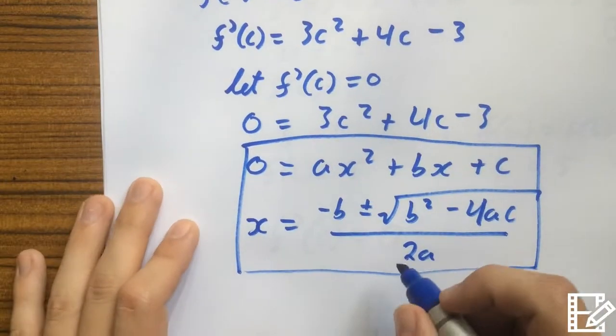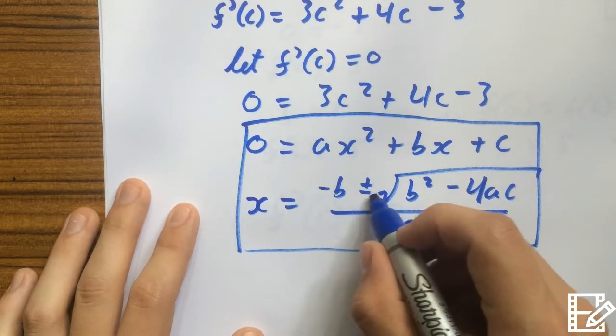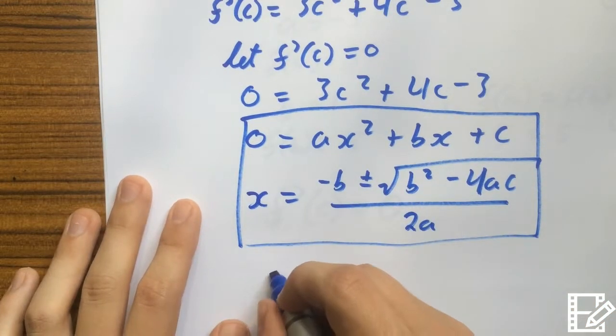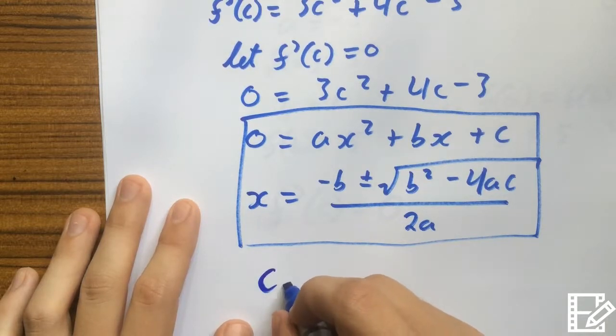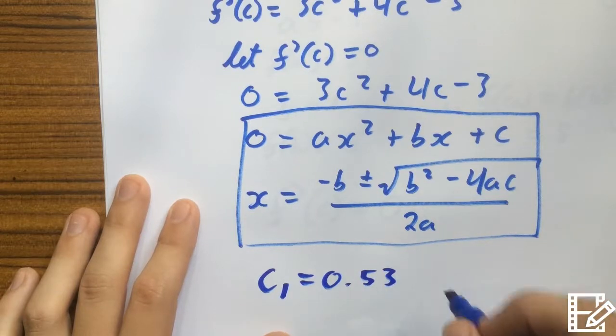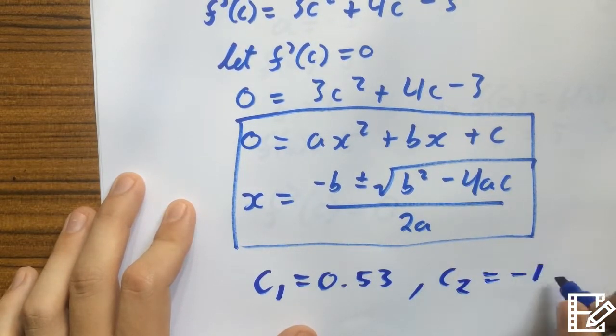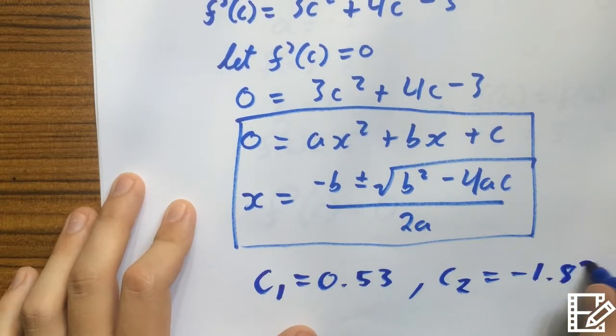So you would get two values. One value would be with the plus, and one would be using the minus. So the first value of c, c1, will be equal to 0.53, and the other value of c you'll get, c2, equals -1.87.